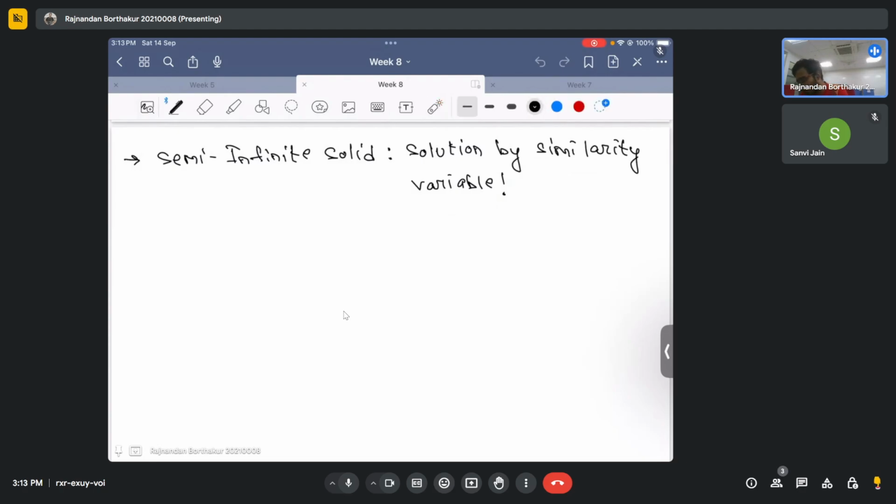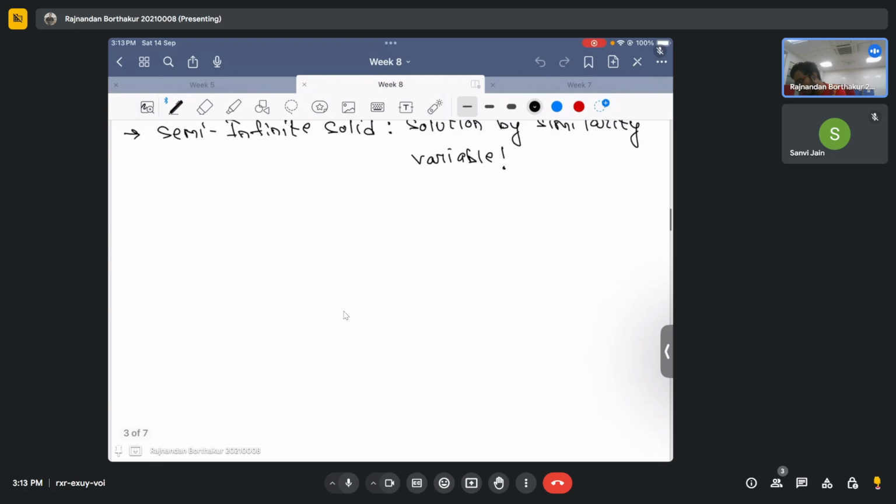But before that, let's try to frame the physical picture of the problem. So for instance, let's say I have a body whose dimension in, say, the y coordinate is finite. Let us say this axis is y, and this object has a finite dimension in the y direction. However, in the x direction, this object's length is typically very large compared to its width, which means that the dimension in the x direction is very much larger than the dimension in the y direction.